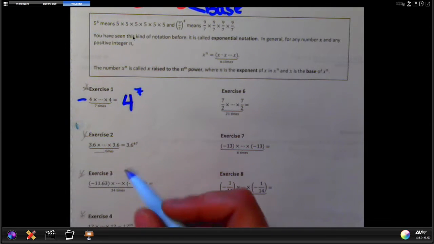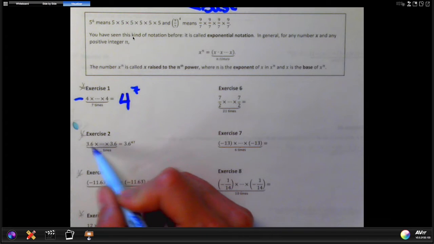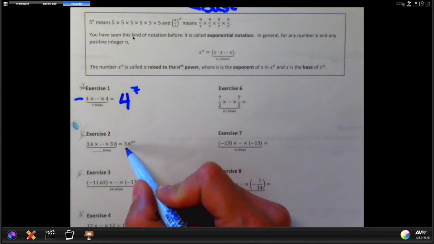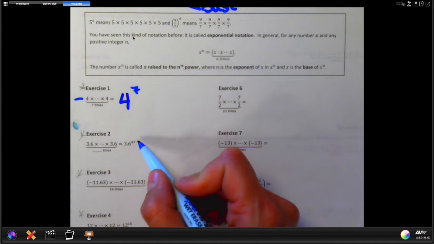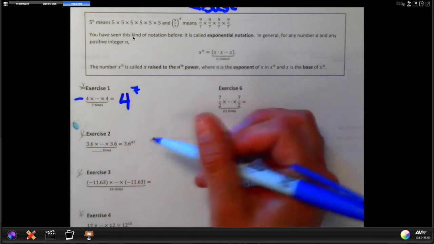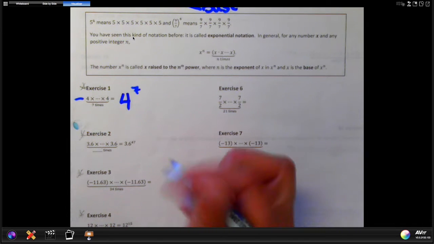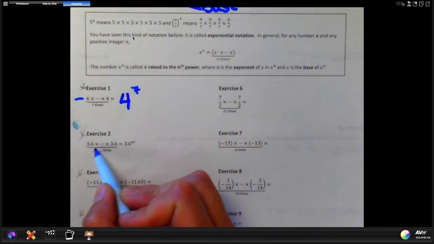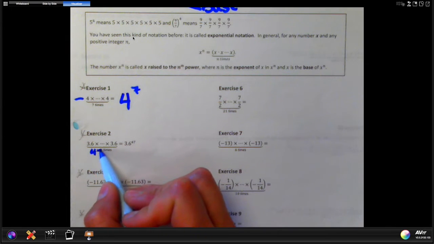Moving right along, the difference in exercise 2 is that now we have a decimal of 3.6 as our base, and that's actually totally okay. And our exponent is already given to us this time, 47. We would not want to write 3.6 times 3.6 out 47 times, which is what makes exponential notation so great. The blank this time is here, so we have to fill that in with our exponent of 47.